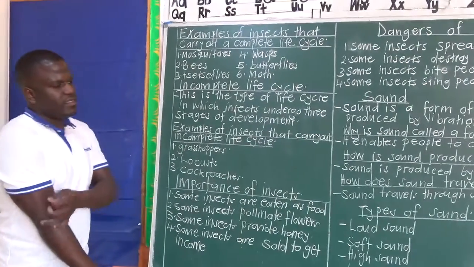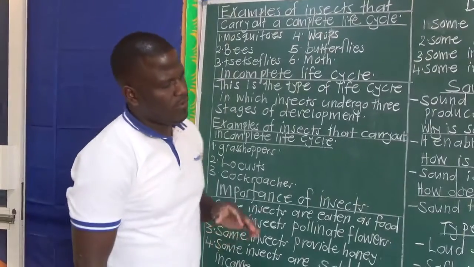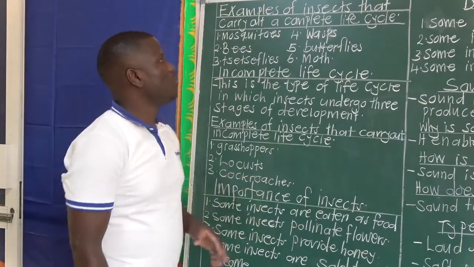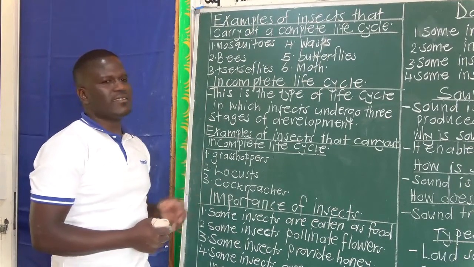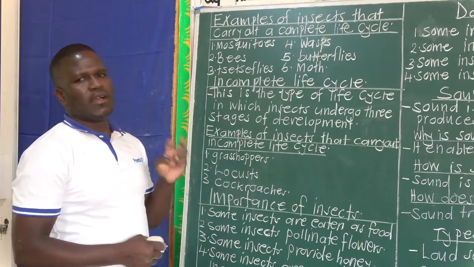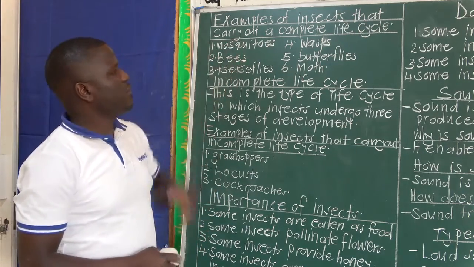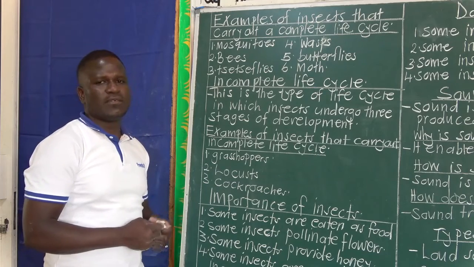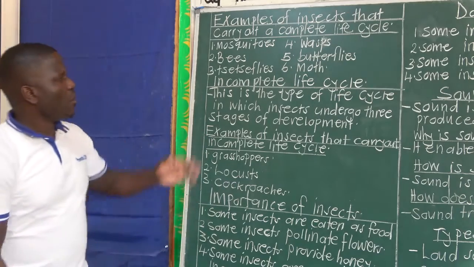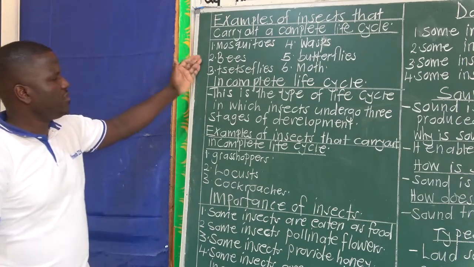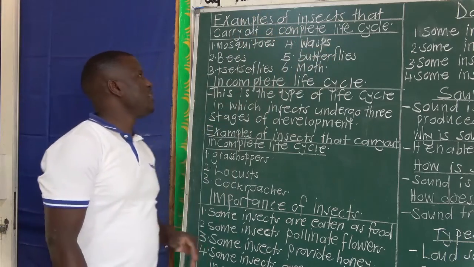Alright, so we've looked at types of metamorphosis. We said we have 2 types of metamorphosis. We have a complete life cycle and incomplete life cycle. We said the complete life cycle is the type of life cycle where insects carry out 4 stages of development, where we have the eggs, larva, pupa, and then adult. Then we have examples of insects that carry out a complete life cycle. We have mosquitoes, bees, sassaflies, wasps, butterflies, then we have a moth.